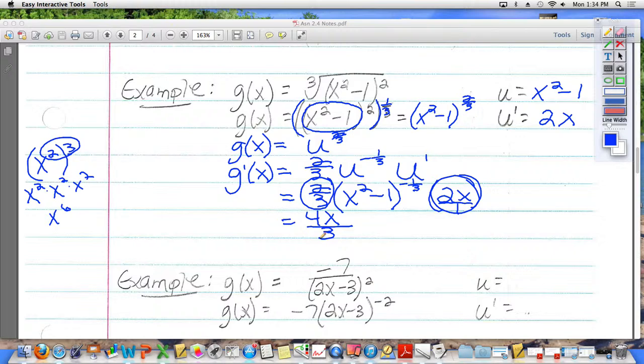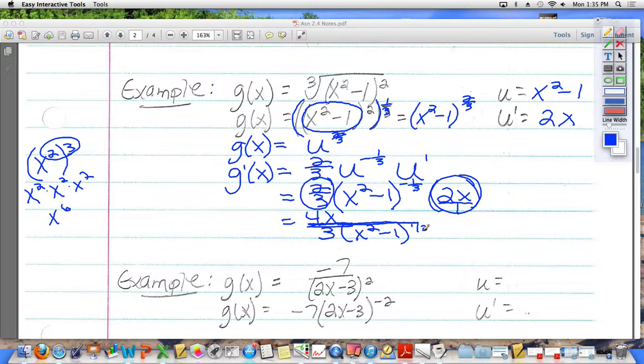But then we have this x squared minus 1 to the negative 1/3 power. We can't leave it like that. So instead I'm going to move it to the denominator. So we're going to have 4x on the top, and then on the bottom we're going to have 3 times x squared minus 1 to the power of a positive 1/3.